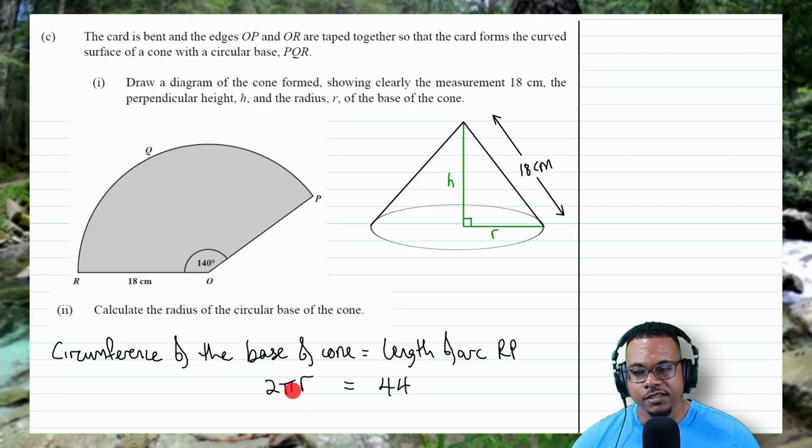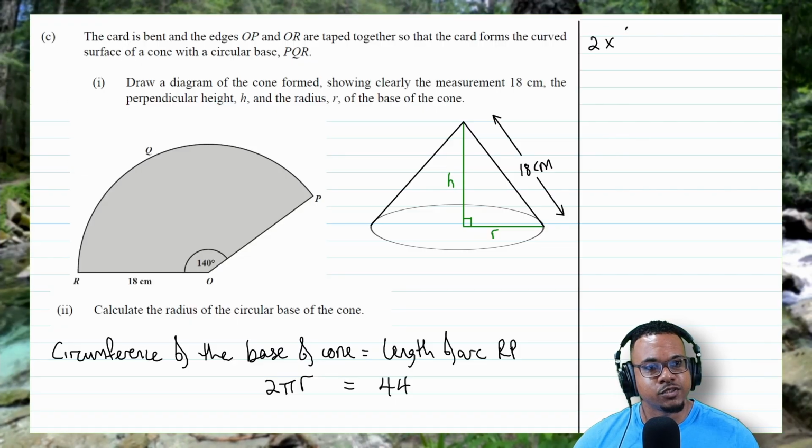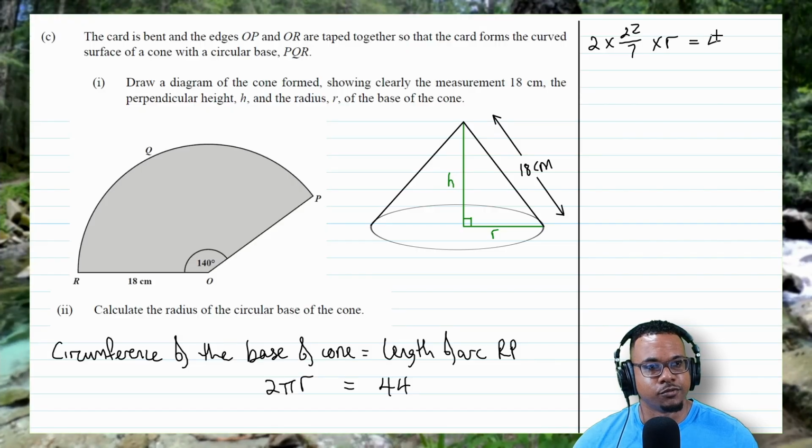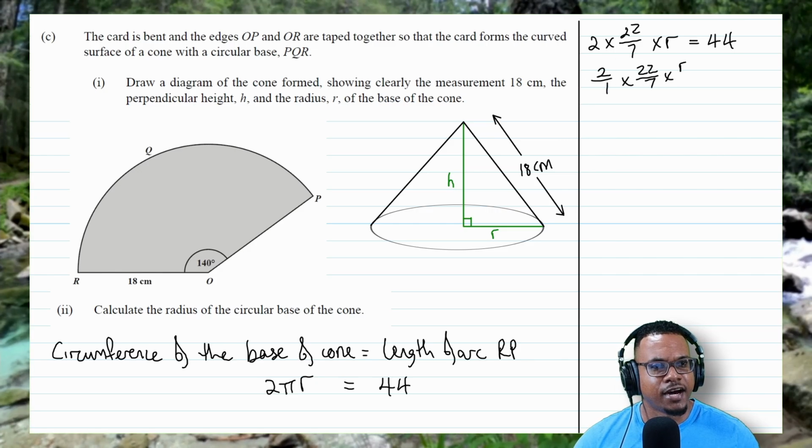All right, so now putting in that pi is 22 over 7, we'll have 2 times 22 over 7, which is pi, times the radius r, is equal to 44. Now, if we simplify this, we can write this as 2 over 1 multiplied by 22 over 7 multiplied by r over 1 is equal to 44. Multiplying across, 2 times 22 is 44, so we have 44r over 7 is equal to 44.